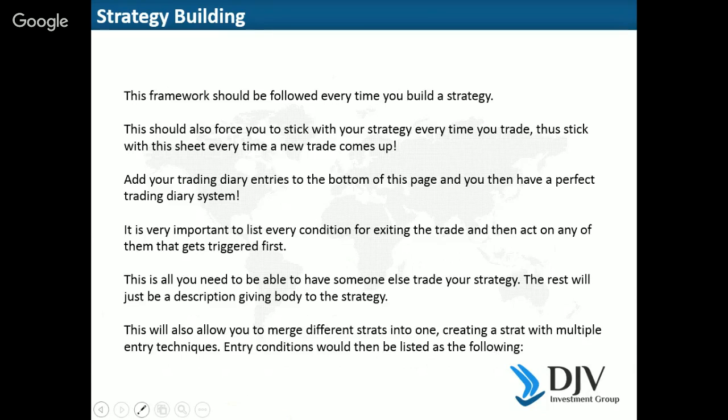Okay, there's no questioning this. You need to run with this every single time. Okay, this is going to force you to stick with your strategy's rules and conditions every single time you take a trade as well. Thus, this is going to make sure that you don't fall prey to emotional involvement.